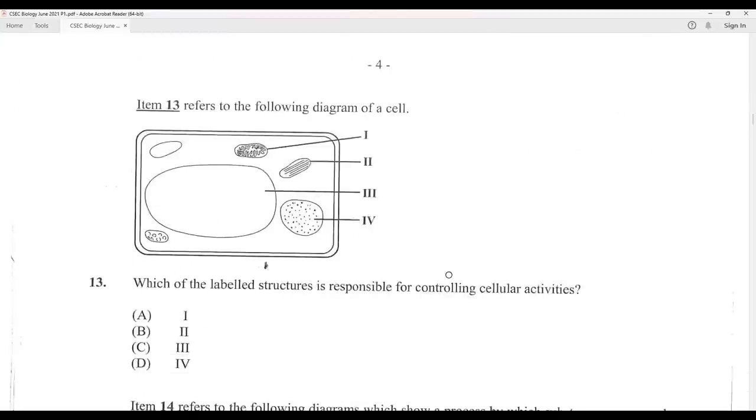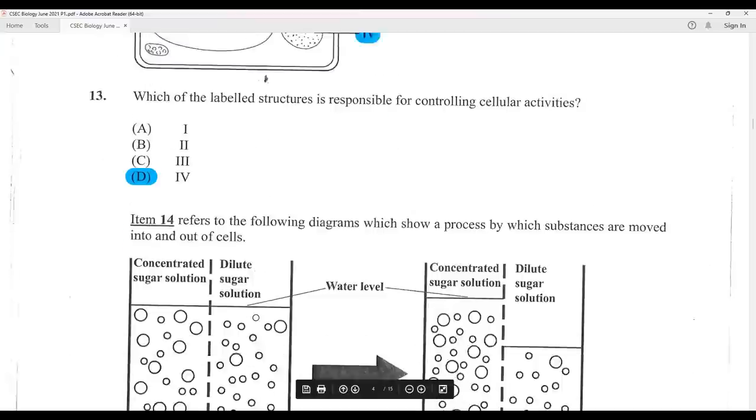Question 13. Which of the following labelled structures is responsible for controlling cellular activities? And it would have to be the nucleus. This is a vacuole, a permanent large vacuole in the plant cell. And then we have the chloroplast, and we have one being the mitochondria. So D for the nucleus.